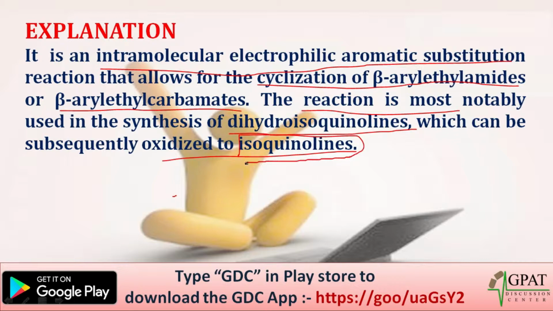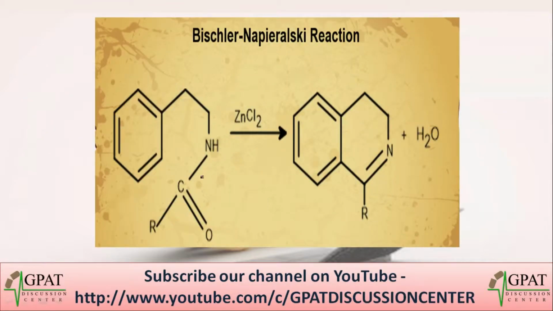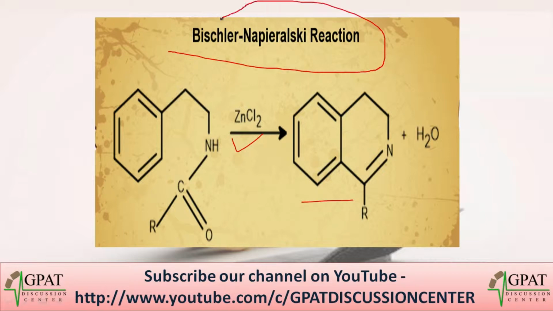Students, you just have to learn this: the Bischler-Napieralski reaction is for isoquinolines. So let's have a look at the reaction part. It is a reaction where, with the help of ZnCl2, the isoquinoline is formed. So it's all about the Bischler-Napieralski reaction.